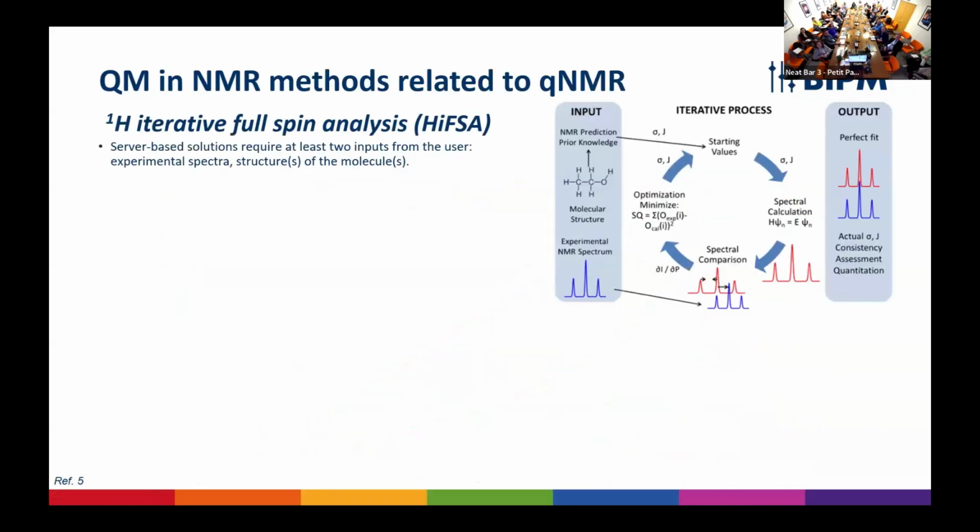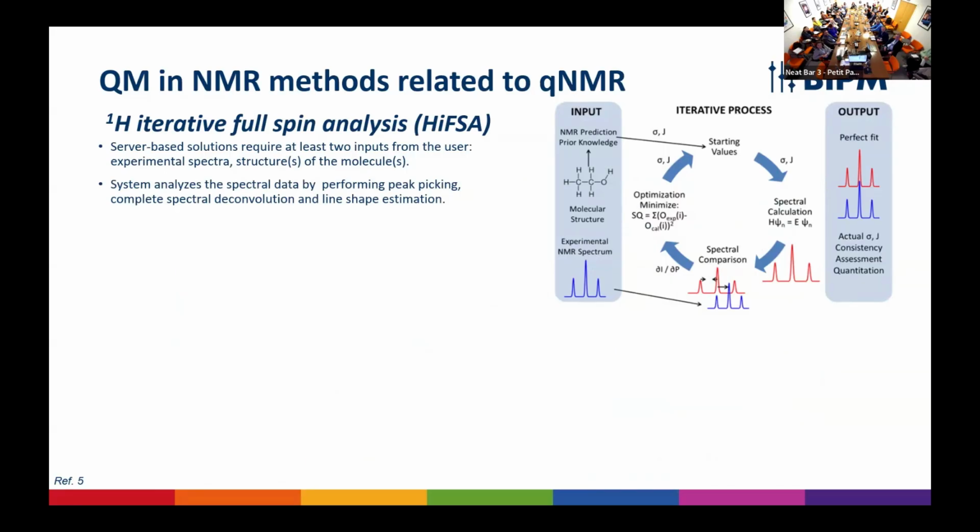What we've been looking at at the BIPM, and one thing that's gotten a lot of interest from specific groups, and I'll discuss one group that's quite relevant here, is 1H iterative full spin analysis. A lot of these are now server-based solutions, and they only require a couple of inputs from the user: your experimental spectra and the structure of the molecule. With that structure, it can predict a starting point, and then it starts doing the different steps. It will analyze your spectral data by performing peak picking, complete spectral deconvolution, and line shape estimation.